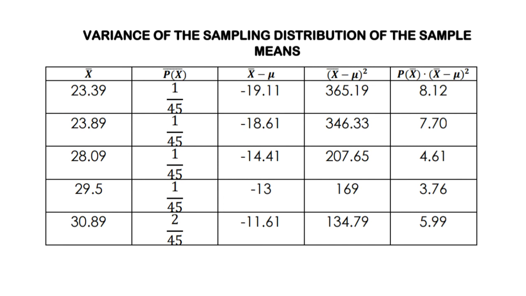So the fourth one is 29.5. 29.5 minus 42.5 is equals to negative 13. Negative 13 squared is equals to 169. 169 divided by 1/45 is equals to 3.76. So the last one, 30.89 minus 42.5 is equals to negative 11.61. Negative 11.61 squared is equals to 134.79. 134.79 divided by 2/45 is equals to 5.99.